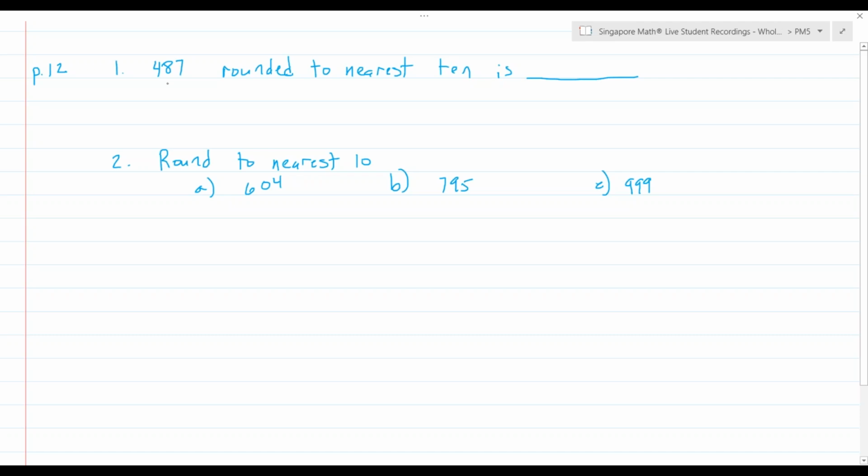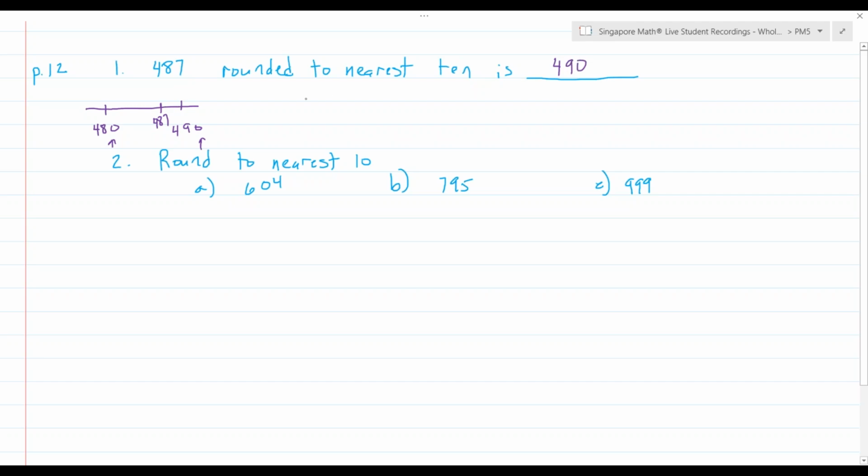487 to the nearest 10. Again, you can draw every one of these. You could draw and say 480 and 490 are the tens closest to 487. Remember, a nearest 10 will have a 0 at the last digit. So 480, 490 are the ones to consider. It'll be one of those two because 487 is between them. 487 is closer to 490. So when it rounds to the nearest 10, it would round to 490.